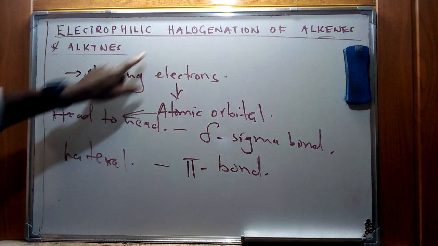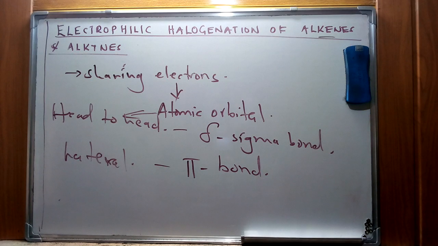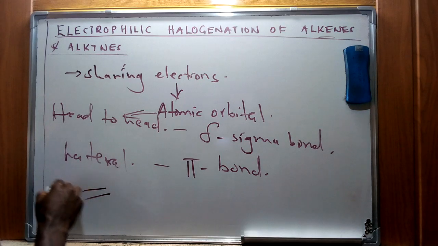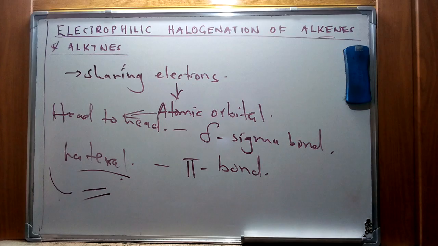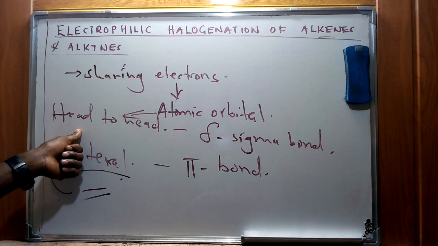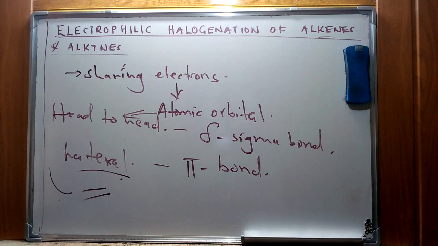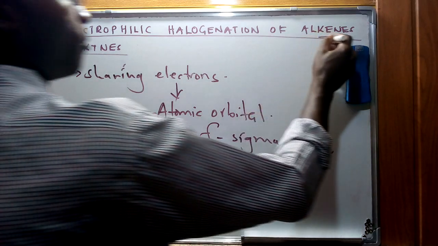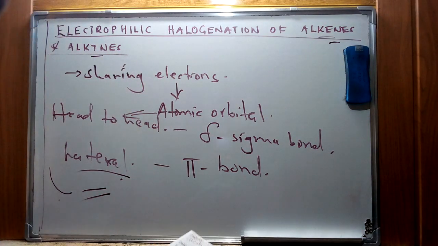Now, in our halogenation reaction, which I've given a general representation, we're going to see that a pi bond, which was this particular double bond, is going to be broken, and two new sigma bonds are going to be formed. So we're going to have a lateral bond broken, and two head-to-head bonds formed. This kind of reaction occurs in these two classes of organic compounds that I've given, for double and single bonds respectively.